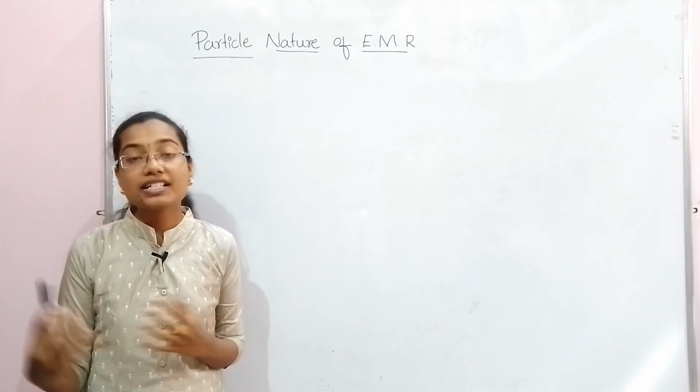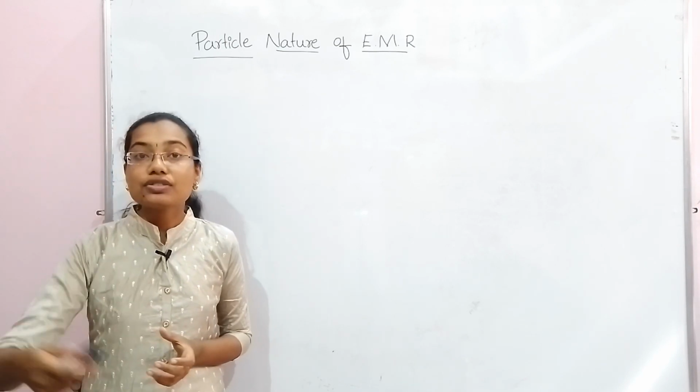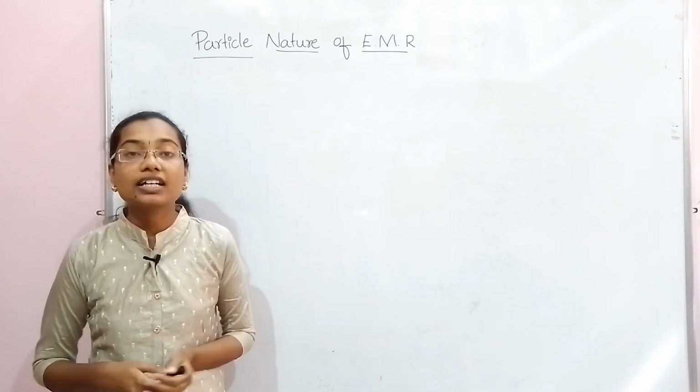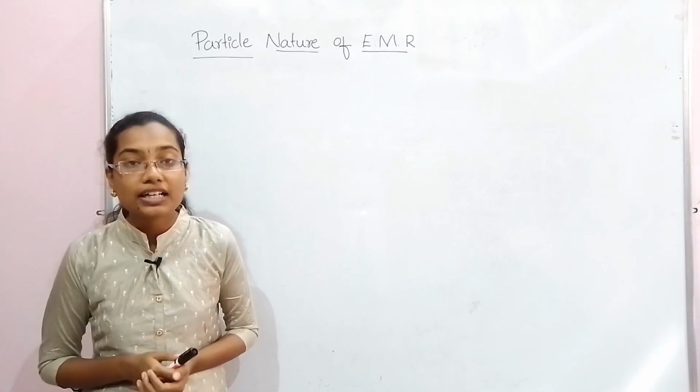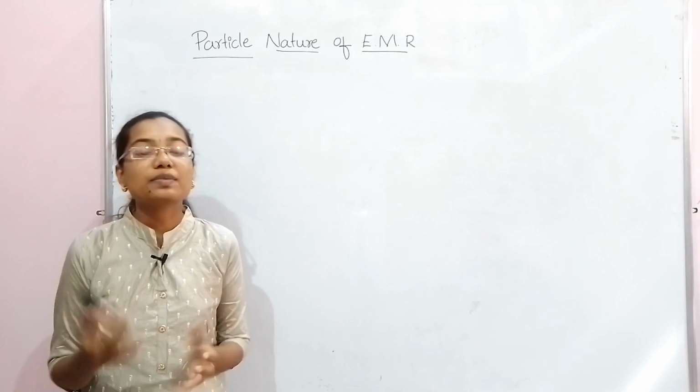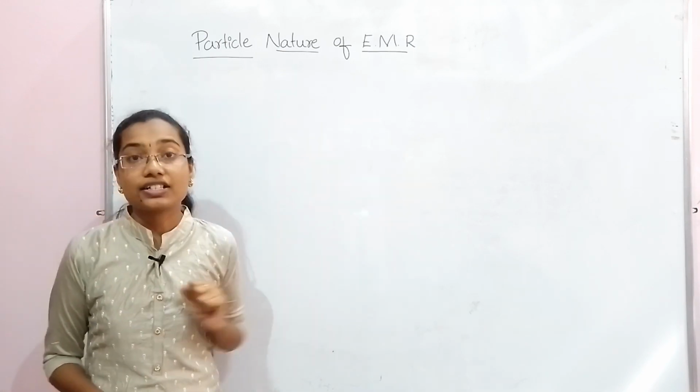Okay, we have some light phenomena like reflection, refraction, diffraction and interference. These all can be best explained on the basis of wave nature. But still we have some phenomena like black body radiation, photoelectric effect and line spectra of atoms. These could not be explained on the basis of wave nature of electromagnetic radiations.